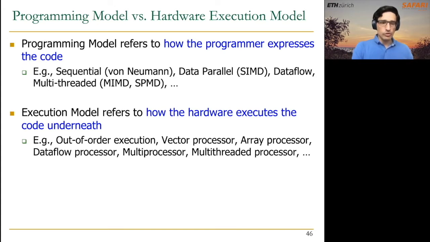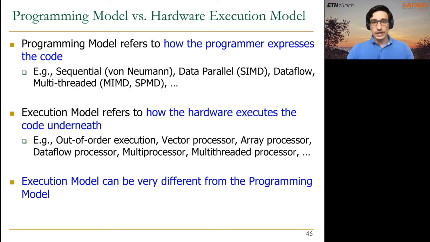For example, you know that sequential code runs on a CPU, but you also know different types of CPUs. You know in-order CPUs, pipeline CPUs, and you know out-of-order CPUs. They execute the same code in different ways. Some of them are more efficient, some others are less efficient. Or SIMD code you can execute on a vector processor or on an array processor, or the multi-threaded code you can execute on a multiprocessor or a multi-threaded, multi-core processor.